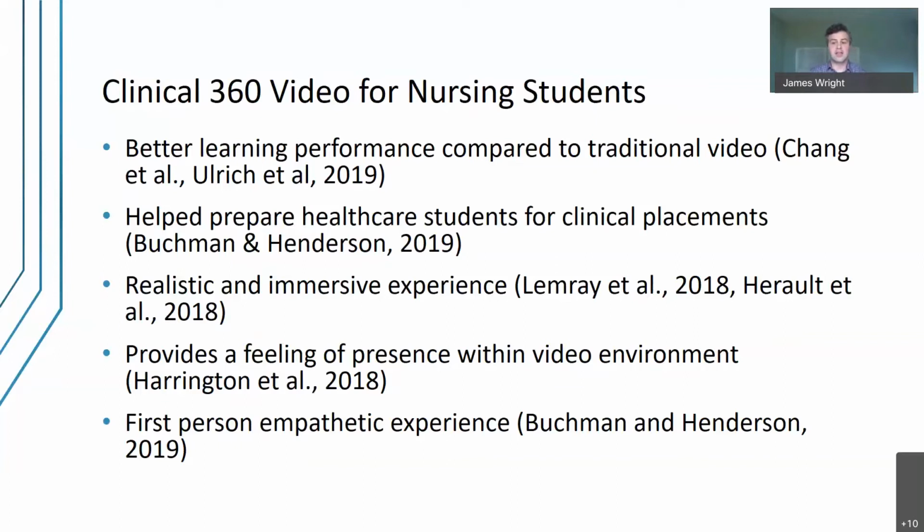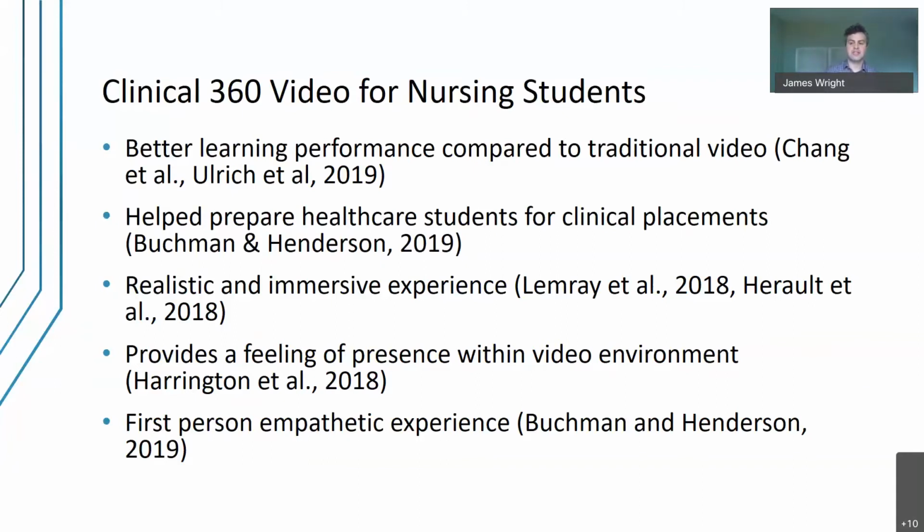Nursing students consider the image quality very important for educational 360 video, although they find the experience was realistic and it gave them a high immersive feeling and a presence within the video. A study on general higher education students' use of the technology showed a high presence feeling while watching the video, and it helped students understand remote places.